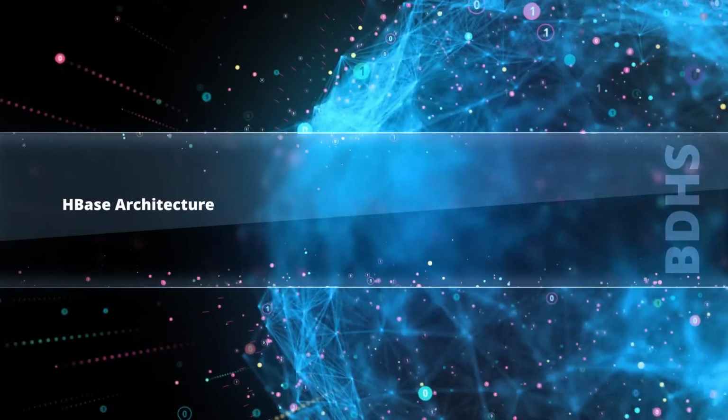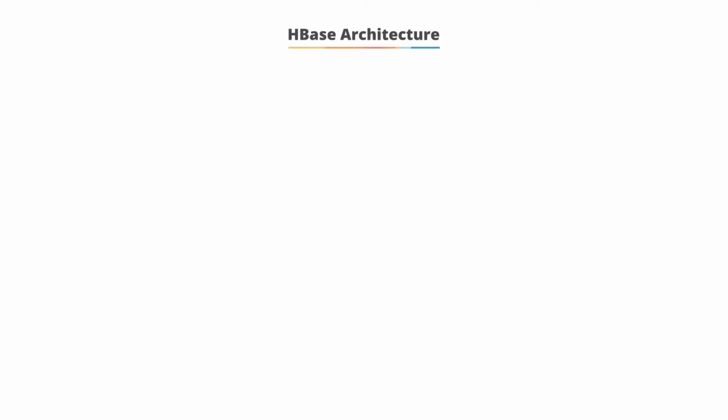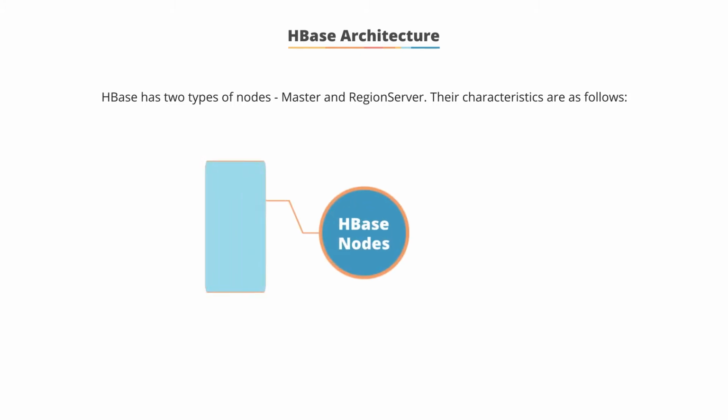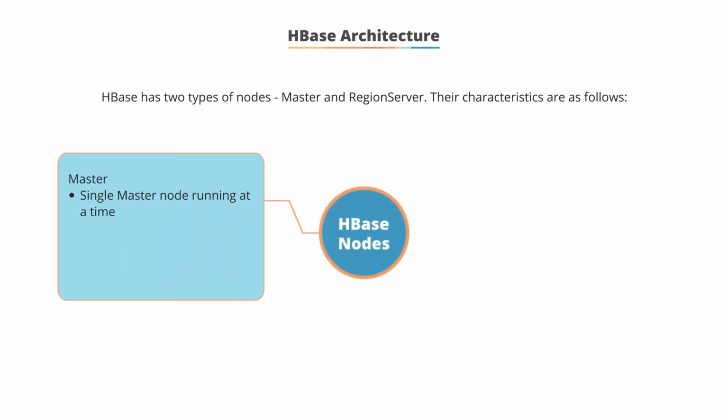HBase Architecture. HBase has two types of nodes, master and region server. There is only one master node running at a time, whereas there can be one or more region servers. The high availability of the master node is maintained by Zookeeper, a service for distributed systems.